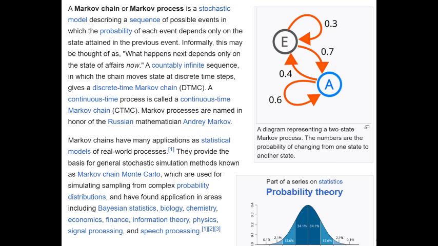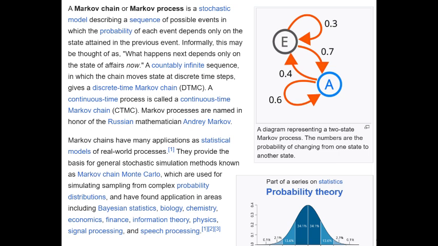So, this in Wikipedia: a Markov chain or Markov process is a stochastic model describing a sequence of possible events in which the probability of each event depends only on the state attained in the previous event. Informally, this may be thought of as what happens next depends only on the state of affairs now. A countably infinite sequence, in which the chain moves state at discrete time steps, gives a discrete-time Markov chain, DTMC. A continuous-time process is called a continuous-time Markov chain, CTMC.